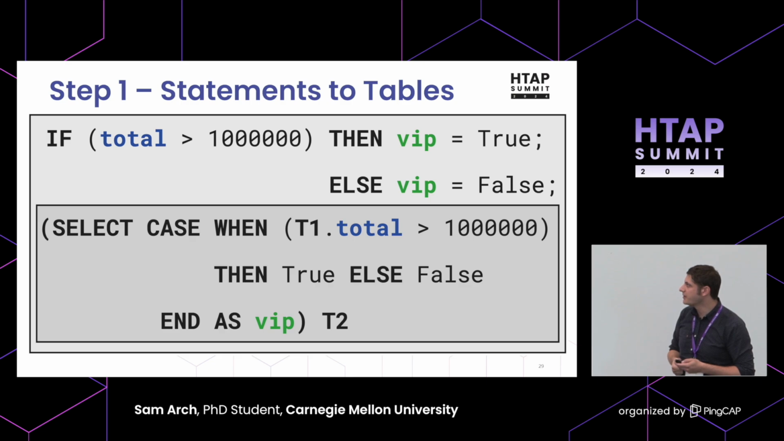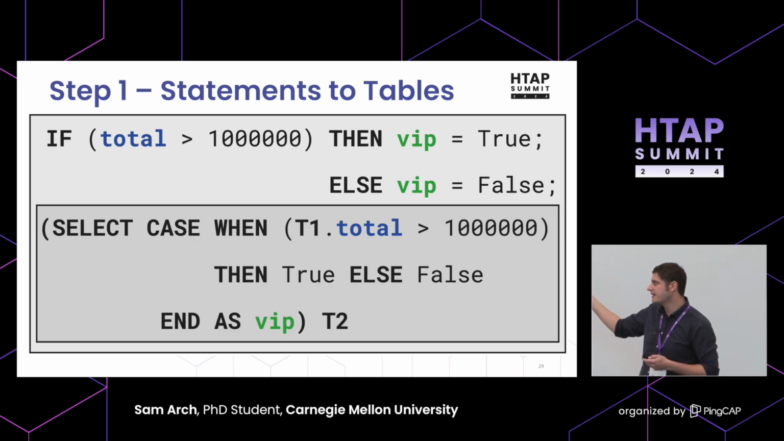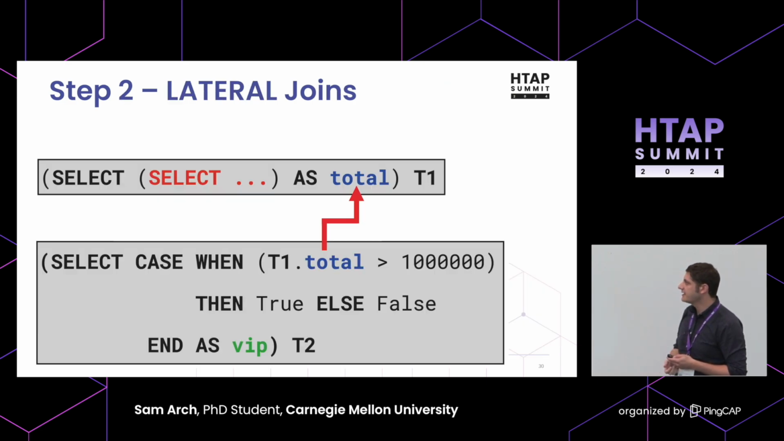But you can also do more complicated things. So for example, the if-else logic can be translated into a case-when statement. And then this case-when is just going to save the result as VIP, again in another table T2. So once we've translated all of these statements into SQL tables, we have a problem, which is that subsequent tables are actually referring to columns from the previous tables.